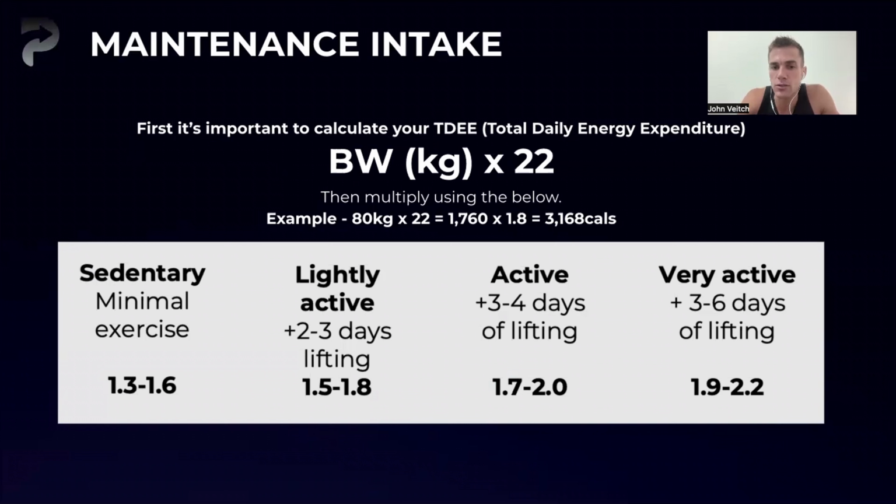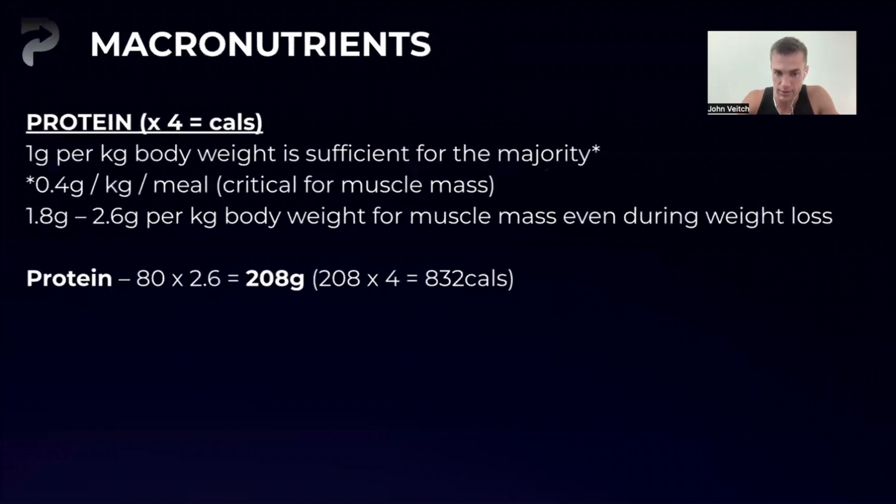So for me, I'm going to use the active, and I'm going to be a little bit conservative and go for 1.8. Okay. Try and guess it as best you can, and that's what it is at the end of the day. It's a bit of a guess, but I'll show you how we're going to put that to the test later on in the video. So I'm going to go for 1.8. So 80 times 22, which will give me 1,760 times 1.8, which will equal 3,168 calories. Now that is my base. That is my maintenance calories. That is what's worked out to be my maintenance.